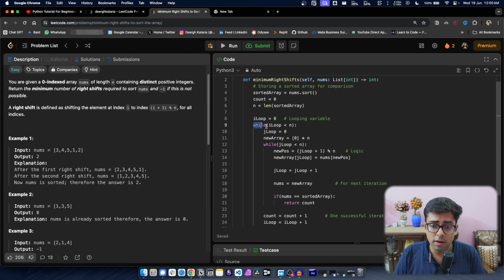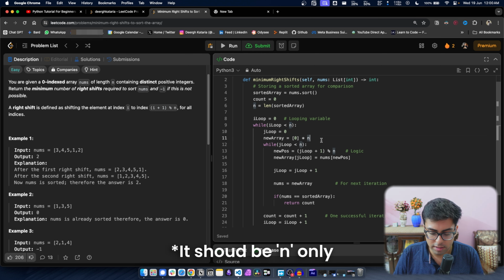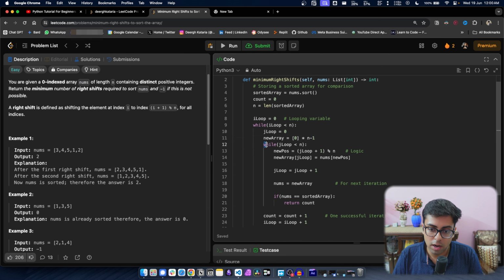So this loop is going to run till n. J loop is equal to 0. New array is this n number. I think it should be n minus one times. And then we are going to have while J loop less than n, new position J loop plus 1 % n. That's modulo n, that's fine. The new array J loop is going to have new nums new position. That's fine. J loop is going to go by 1. That's all right.